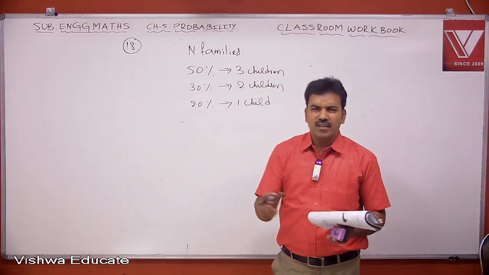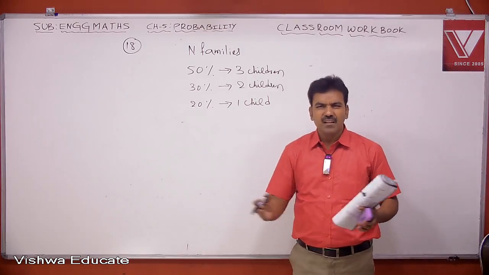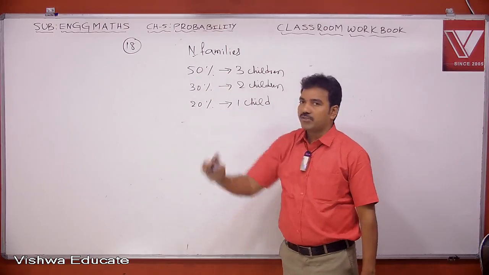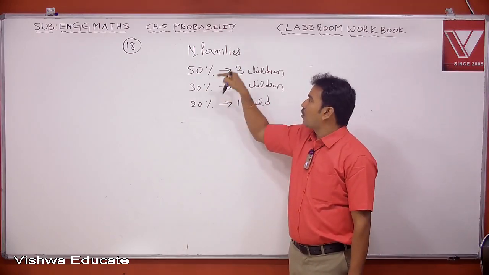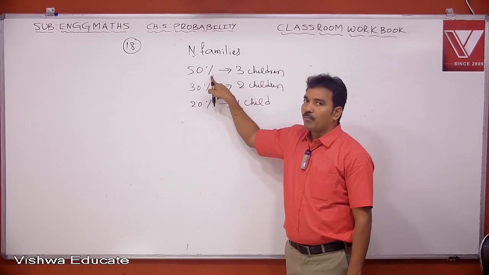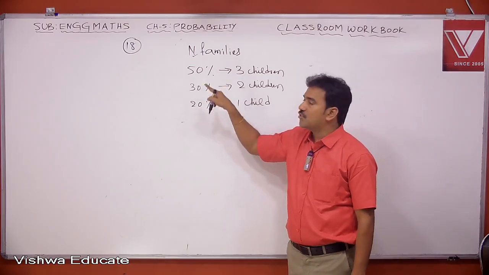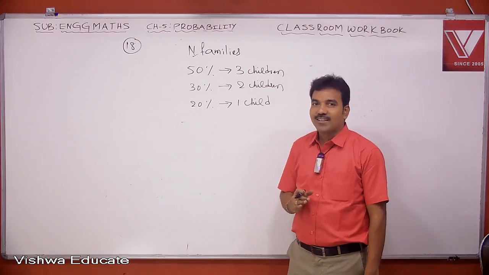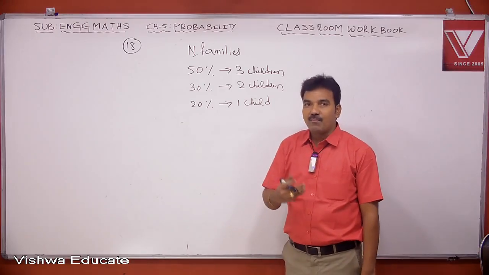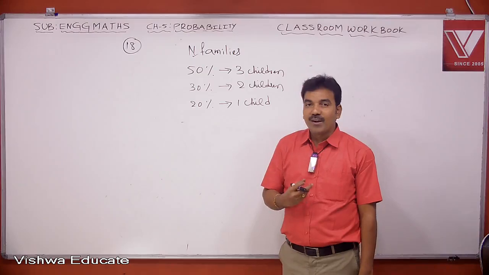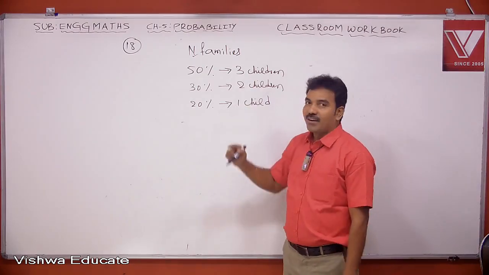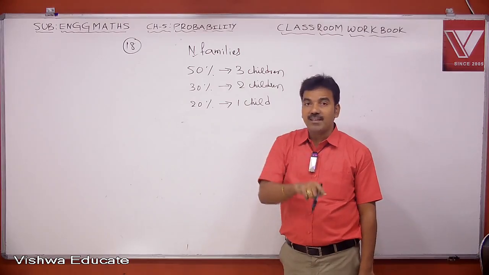So suppose there is some housing society. There are a group of families. So how many families were there? N number of families. Out of these n families, 50% of the families have 3 children per family. Basically, that's the meaning. Don't think that when you take, for example, 100 families and consider 50 families, the kids were not 3 children. For each family, they were actually 3.